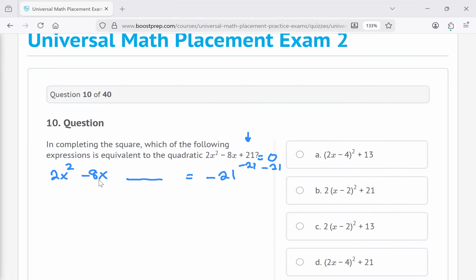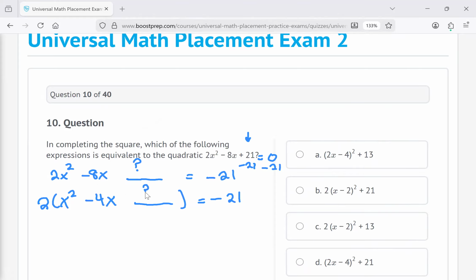Usually you take half of your b and square it. But before I do that, it looks like I could take out a 2. So that's what I'm going to do. Factor out a 2, so this is going to be x squared minus 4x, and then blank space equals negative 21.